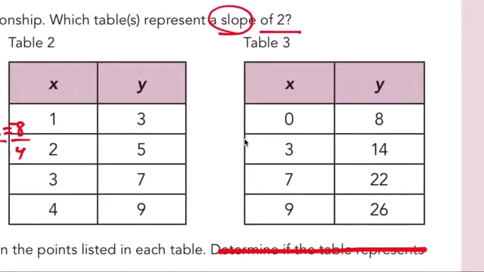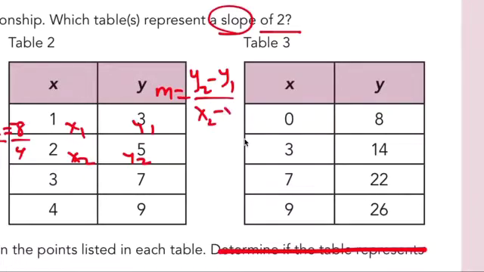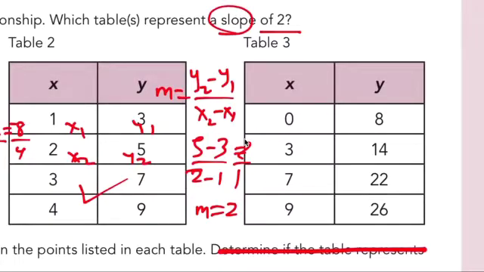Let's see. X sub 1, y sub 1, x sub 2, y sub 2. Y sub 2 minus y sub 1, that's the slope formula, over x sub 2 minus x sub 1. 5 minus 3, which is 2, over 2 minus 1, which is 1. So the slope is 2 here. So this one will do.